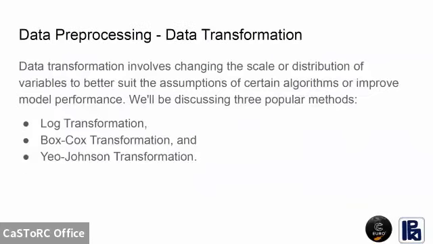So, for example, the first step is data transformation. Data transformation involves changing the scale or even the distribution of your data in order to better suit the assumptions that certain machine learning models make. And the way you can do it is using three transformations: log transformation, Box-Cox transformation, and Johnson transformation. How and when can you use them?